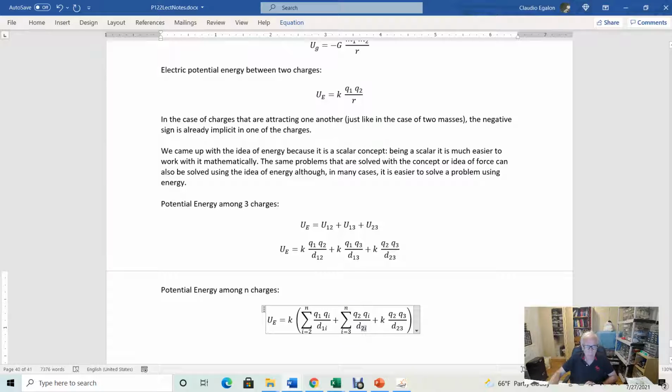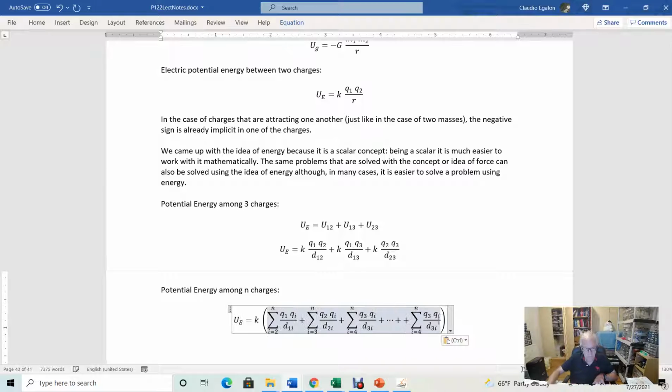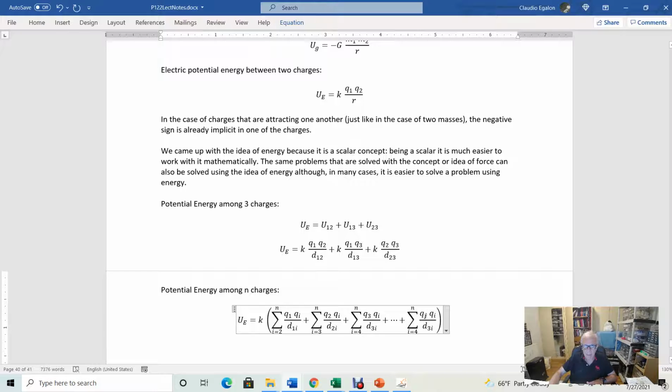Next, we'll keep on doing that. The next term is going to be Q3, but then you're going to start at i equal to 4. I can go ahead and write it down. And then we can go to a point where we are going to have a Qj charge, and then we are going to start at j plus 1.